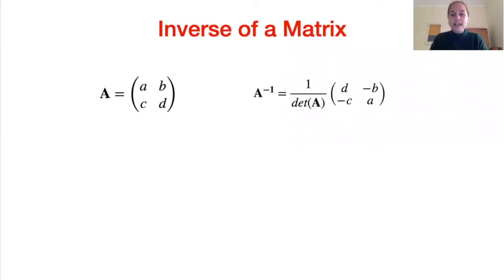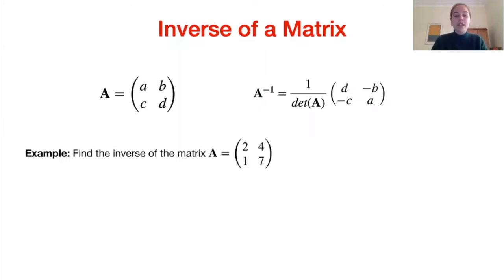Okay, then finally the inverse of a matrix. Again, this is a formula given to you in your formula booklet. We have a matrix A, and its inverse is given by 1 over the determinant of A times, well, the elements A and D have switched since what they were before, and the elements B and C have been negated compared to what they were before. So that is simply the equation for the inverse of a matrix.